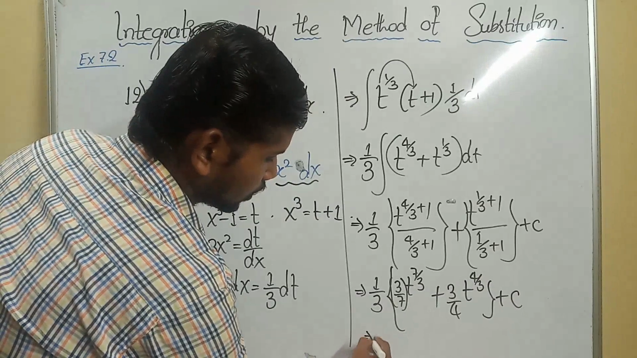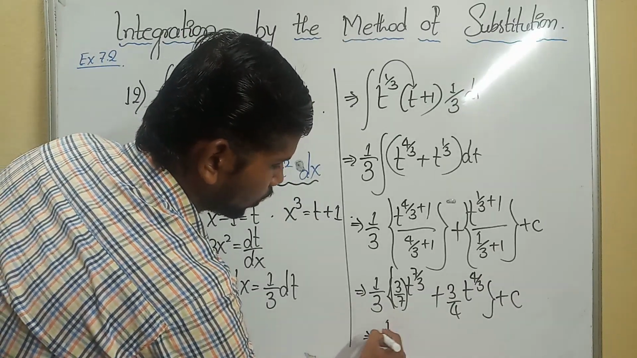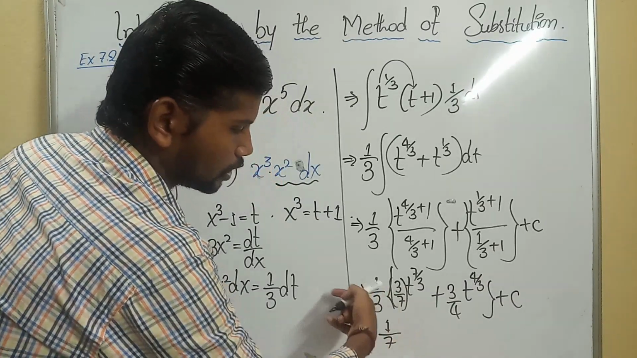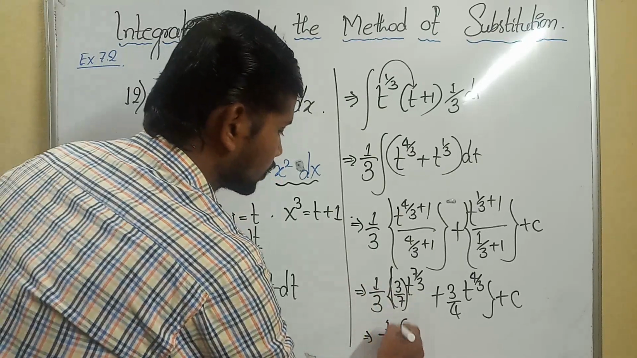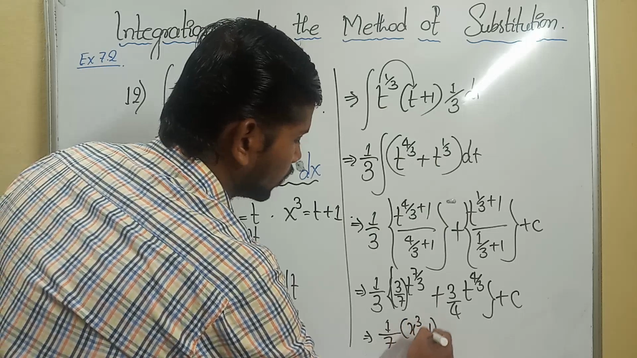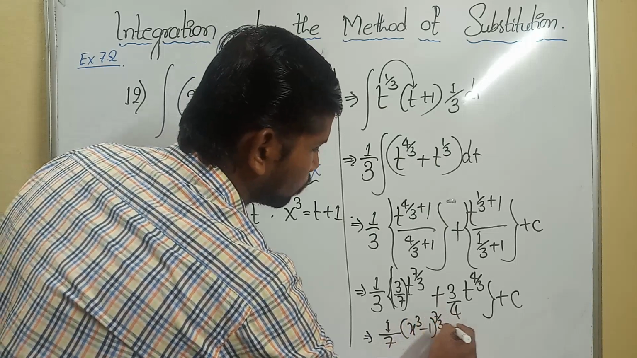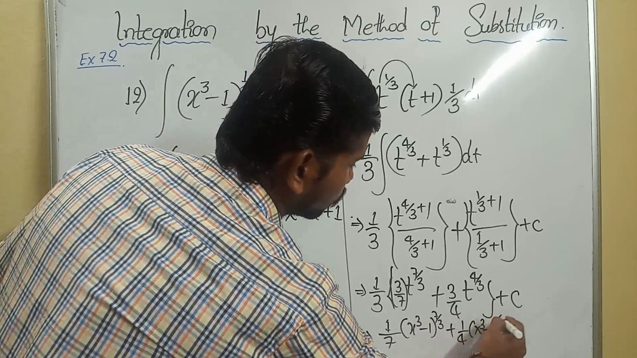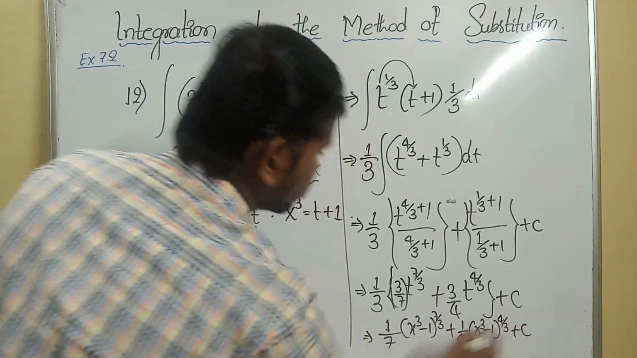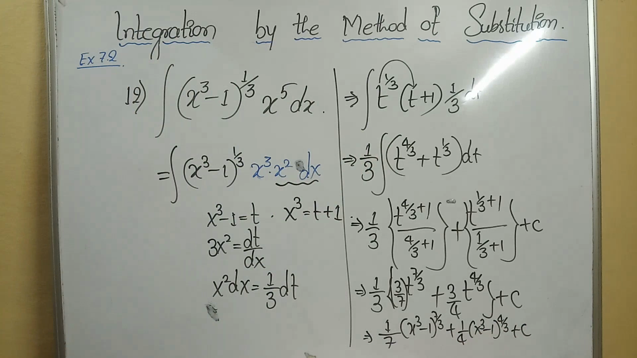The required solution will be 1 divided by 7, because 3 is taken outside and that is cancelled with the outside term. What is the t value? The t value is x cube minus 1. So the answer is 1 by 7 times x cube minus 1 to the power 7 by 3, plus 1 by 4 times x cube minus 1 to the power 4 by 3, plus c. Got the point clearly? Okay.